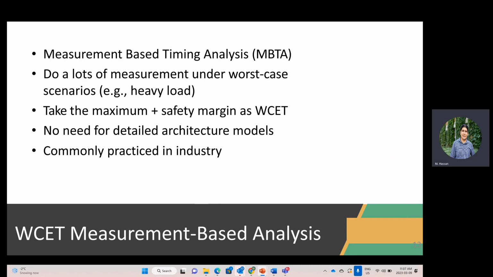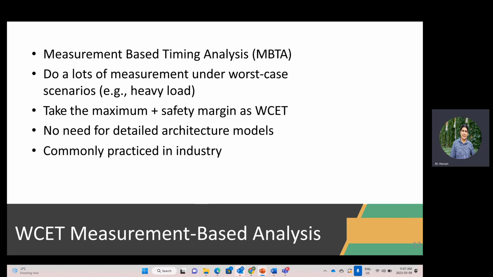And because this is an empirical analysis, you assume you already run on the exact actual hardware you need. For example, with a Tesla car, you are already using the Tesla hardware. You don't need to model the architecture because you are already using the architecture, and you collect the numbers, right? This is a very common practice in industry, again, because of the complexity of static timing. Do you see the difference between both? Statically analyzing the code and the measurement-based one?